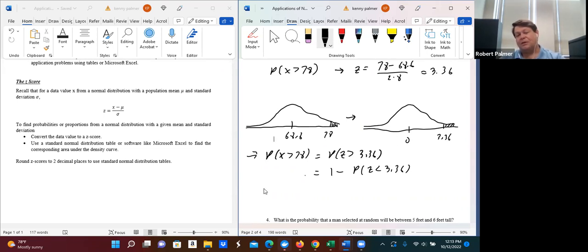And now the way we do this, once again in Excel, is going to be 1 minus norm.s.dist of 3.36 and the word true. In other words, this tells us the area to the left of 3.36, and 1 minus that gives us a tiny area to the right. So let's do that in Excel.